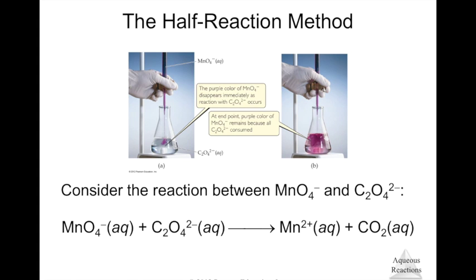So let's look at an example of this. Consider the reaction between the permanganate ion and the oxalate ion. This is something we're going to do in class. So you've got your permanganate and your oxalate, and you're going to get manganese 2+ and carbon dioxide.